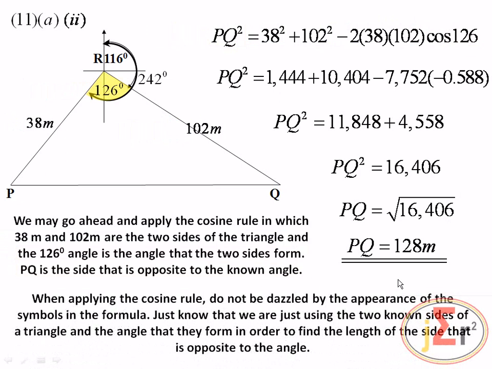When applying the cosine rule, do not be dazzled by the appearance of the symbols in the formula. Just know that we are just using the two known sides of a triangle and the angle that they form in order to find the length of the side that is opposite to the angle. Two sides of a triangle, the angle that the two sides form, and the unknown side right there.